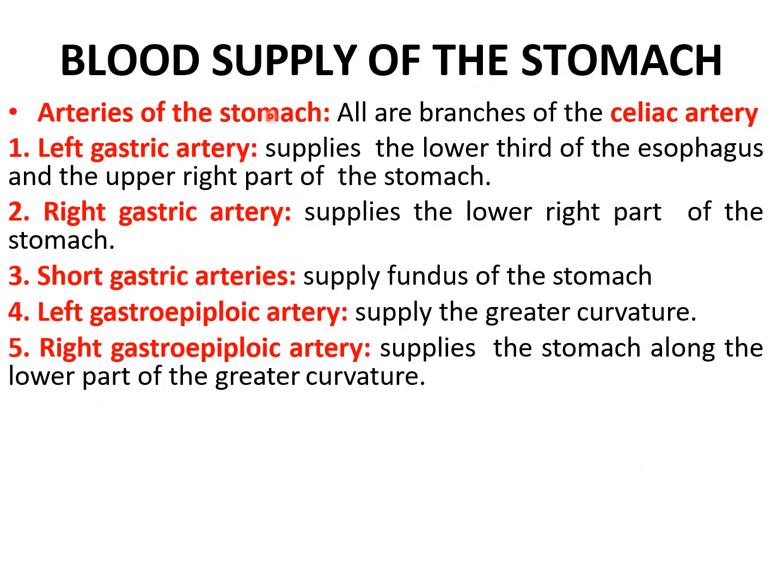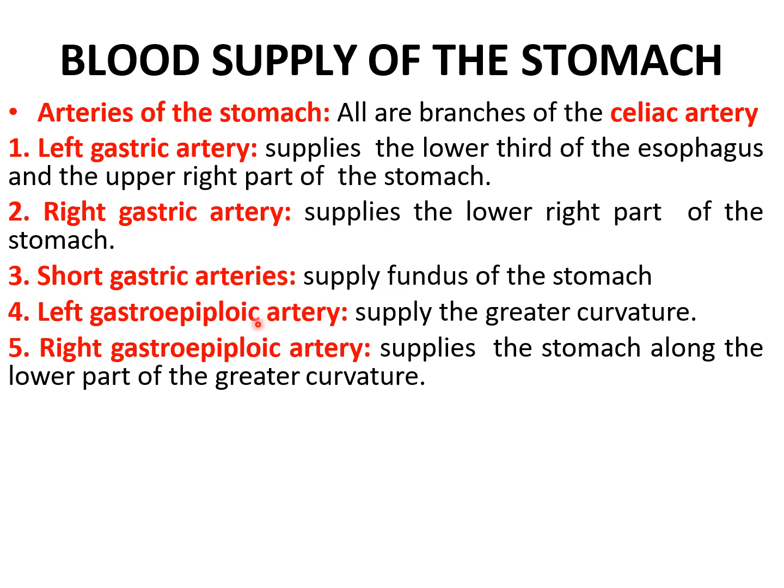About the blood supply of the stomach. The arteries of the stomach are branches of the celiac artery. There are 5 arteries that supply the stomach. The left gastric artery supplies the lower third of esophagus and upper part of the stomach. The right gastric artery supplies the lower right part of the stomach. The short gastric artery supplies the fundus of the stomach.